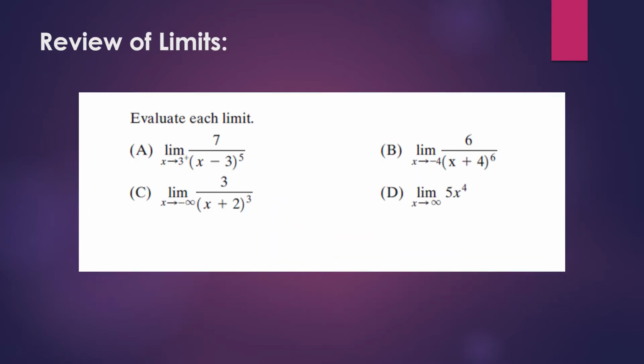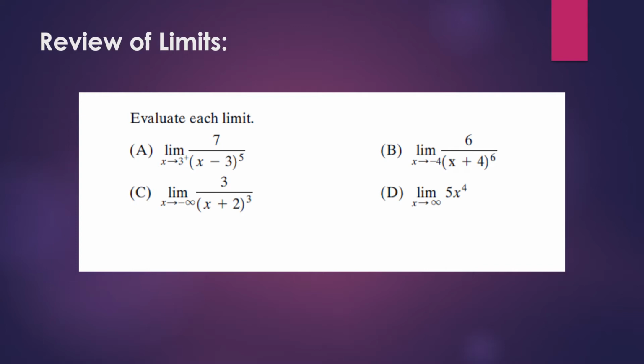So here it wants us to evaluate each limit. So we've got the limit as x approaches 3 from the right of 7 over (x minus 3) to the fifth. So if you look at our last slide, this is going to be like the 1 over x problem. It's a number over an odd degree polynomial. And they're saying that it's 3 from the right, so that means it's something slightly bigger than 3.